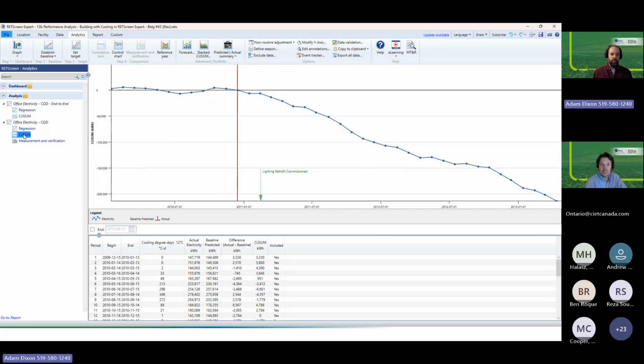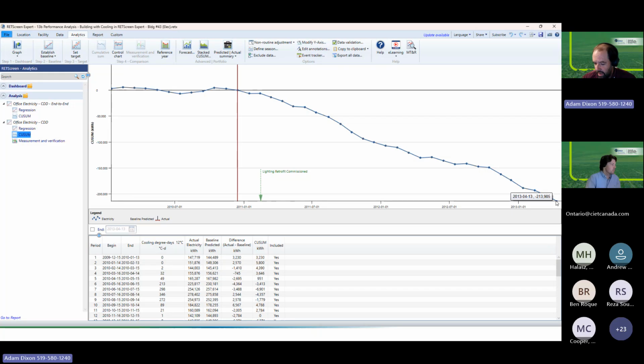So we see here, we have our cumulative savings over time. And if I wanted to just get a rough savings, if I'm not worried about being statistically valid or measurement and verification, things like that, I can just go over to my final point and say, over about a 2-year period, this lighting retrofit has saved me 213,985 kilowatt hours.